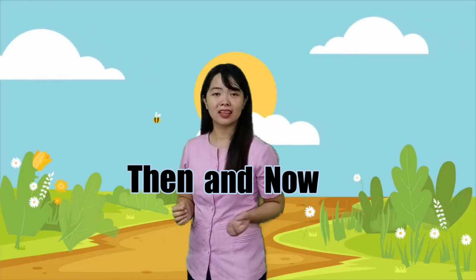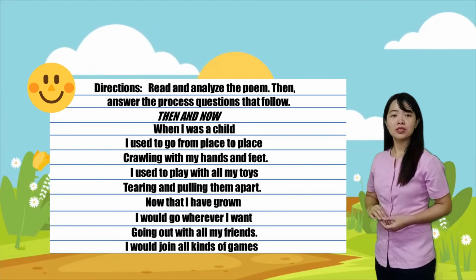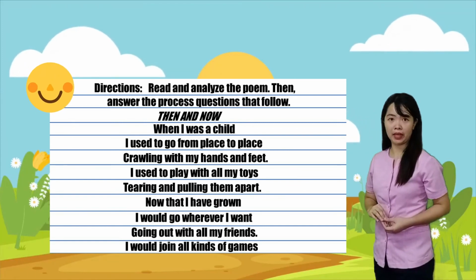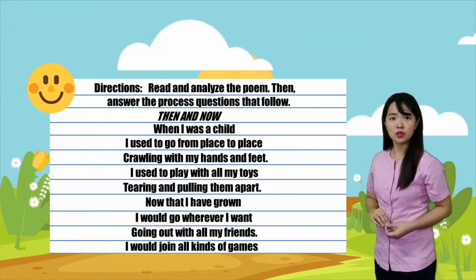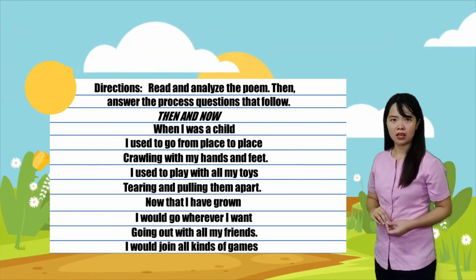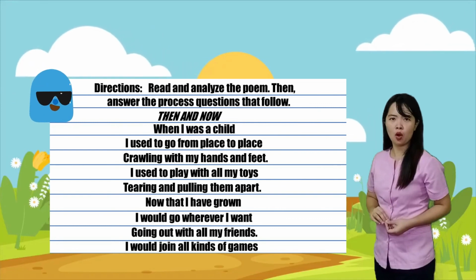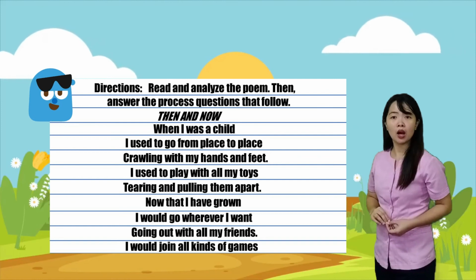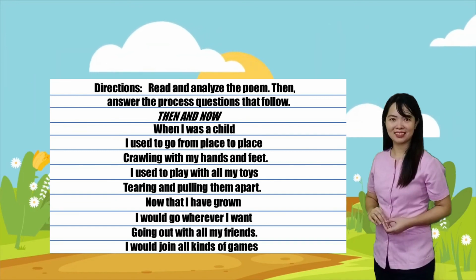Now let us read and analyze the poem entitled Then and Now. Are you ready? Let's start. Then and Now. When I was a child, I used to go from place to place, crawling with my hands and feet. I used to play with all my toys, tearing and pulling them apart. Now that I have grown, I would go wherever I want, going out with all my friends. I would join all kinds of games.